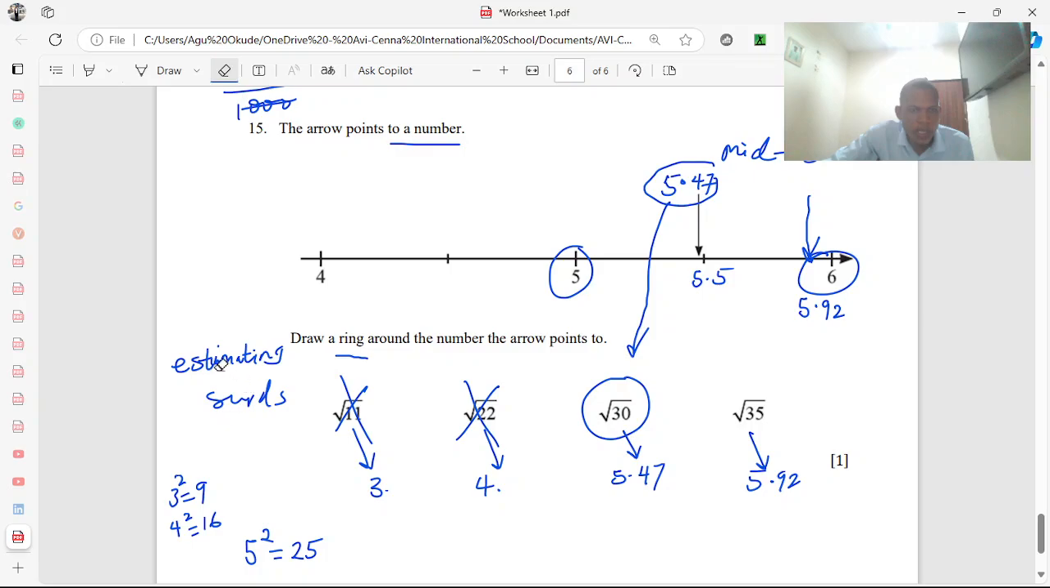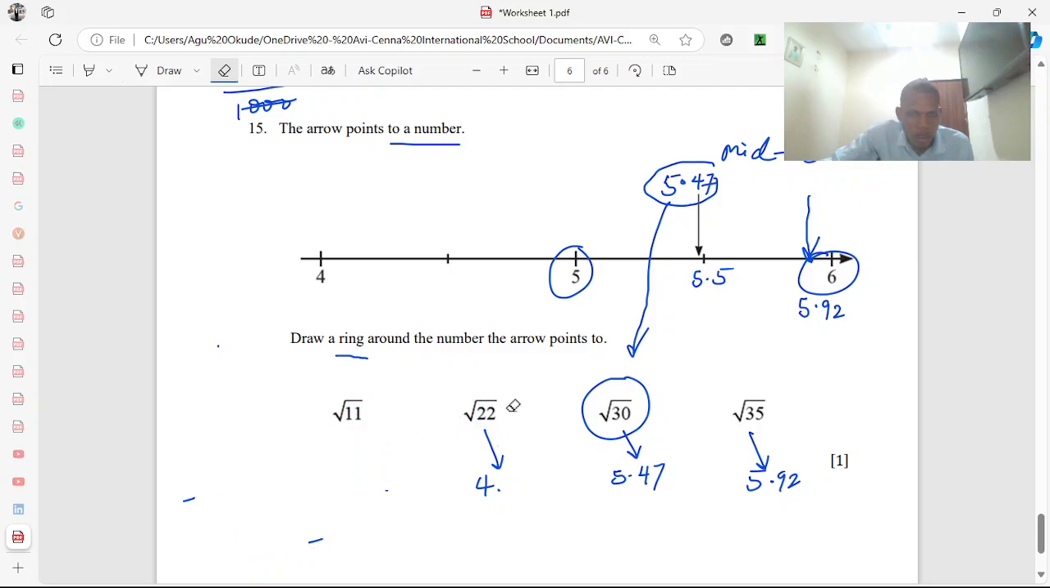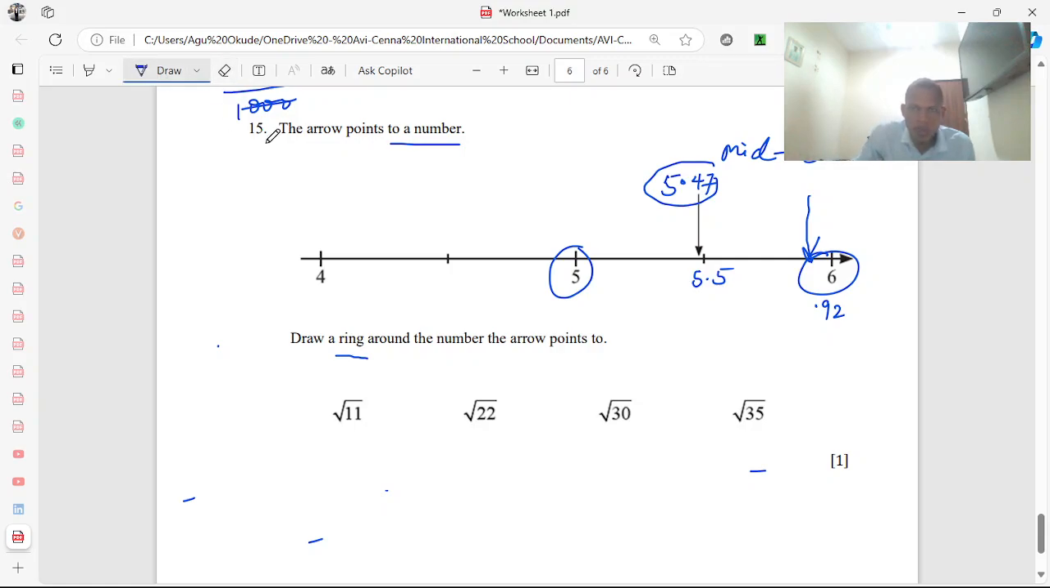So the question says draw a ring. So the ring I'm going to draw is going to be around what number? It's going to be around 30. Yeah. Because that is obviously the closest one to my arrow. So in your exam, this is how to draw a ring. Just draw a circle, okay, to enclose the answer, and that's all.